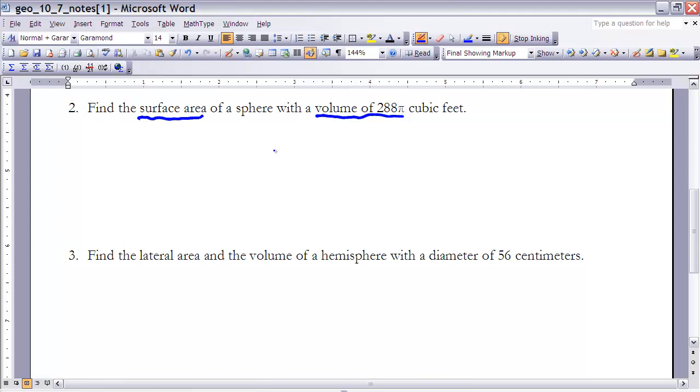So I'm going to start by writing down the fact that the surface area is equal to 4 pi r squared. And now my goal is to figure out what that r is. So I'm going to use the volume. Well, I know the volume of that sphere is 4/3 pi r cubed. I also know that the value of that volume is 288 pi. So I'm going to plug that in here.